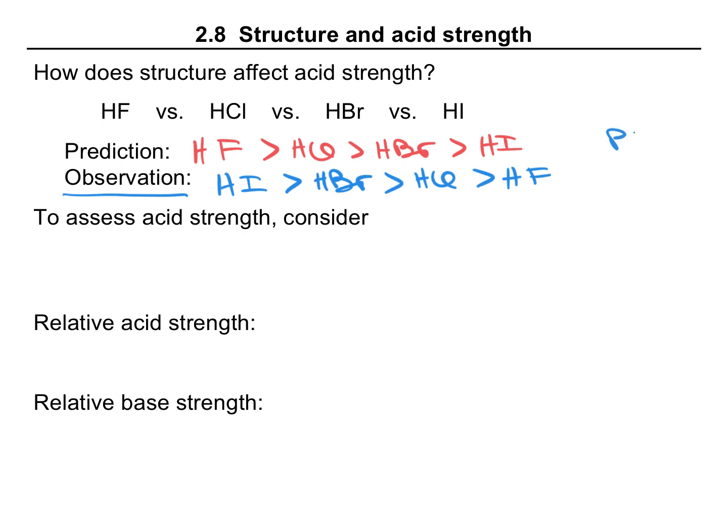Notice now we are comparing down the periodic table, and as we compare down the periodic table, we are not using differences in electronegativity. Instead, there are two ways we can think about this. So to assess acid strength as we're looking down the periodic table, one thing we can consider is bond strength.